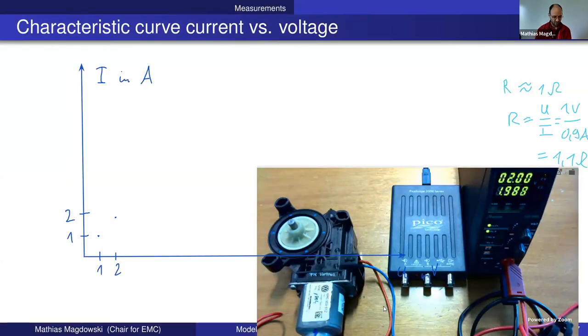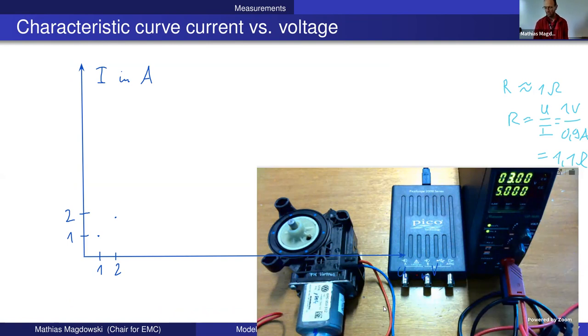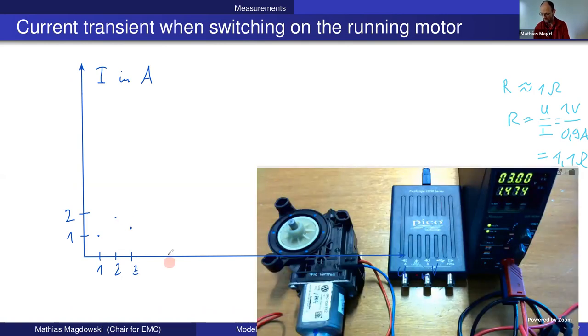Okay, so I will further increase the voltage. And now you can see at 3 volts, the motor starts to rotate. And interestingly, now I increased the voltage, but the current went down once again. From 2 amperes, now we have just something like 1.5. So at 3 volts, it's just 1.5 ampere.